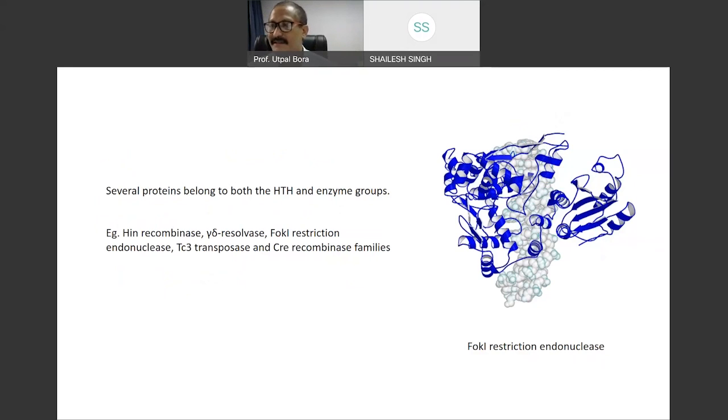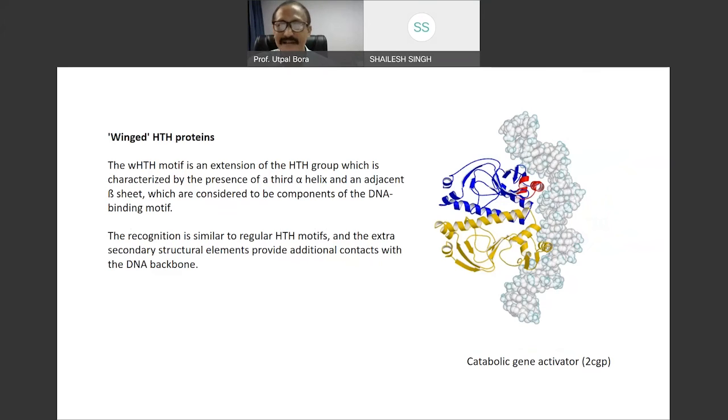This FokI restriction endonuclease is important from the context of this workshop where we are going to study about genome editing or genome engineering, and there is going to be a lecture on two technologies, the ZFN and the TALEN, where this enzyme plays an important role. So I'm not going to tell about the properties of this enzyme. You will come to know about the properties of this enzyme by tomorrow in another lectures.